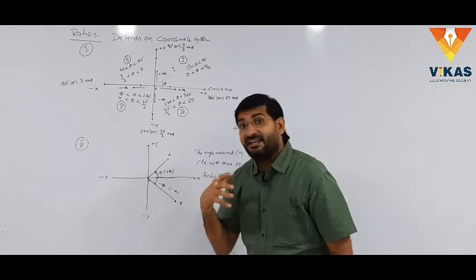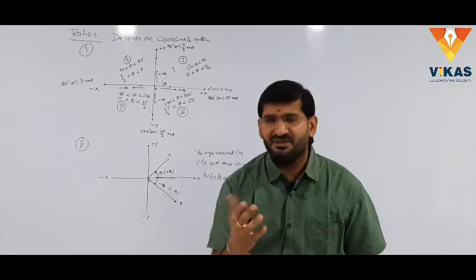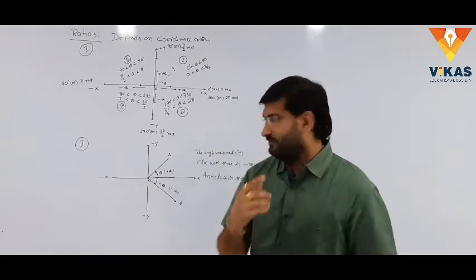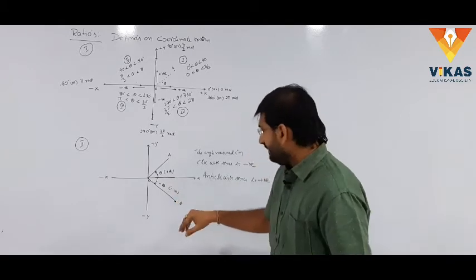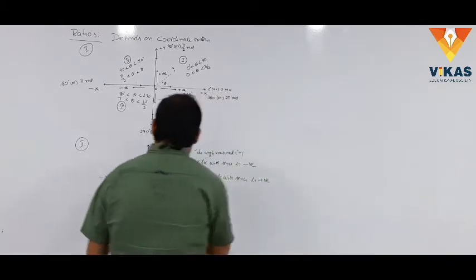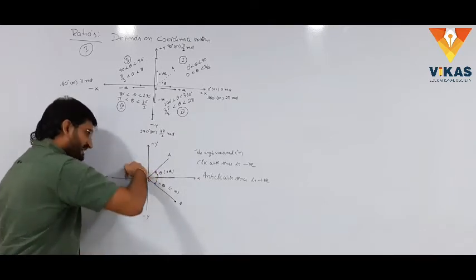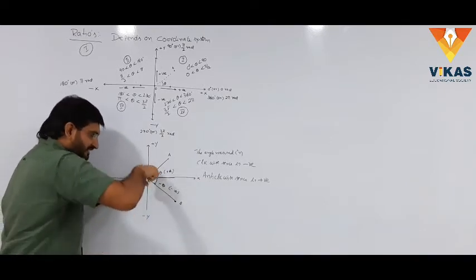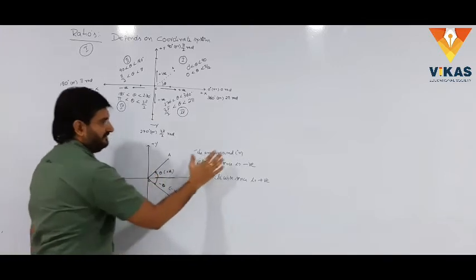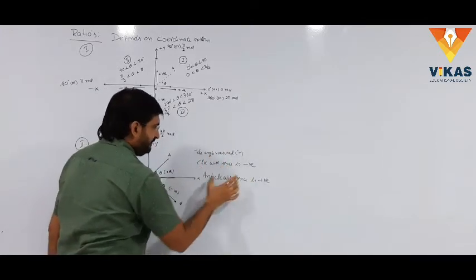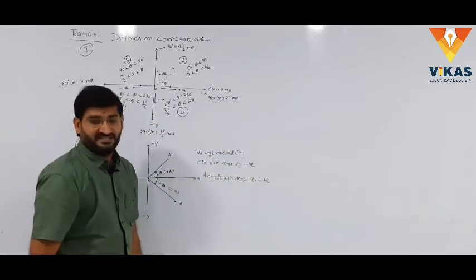That's why the anti-clockwise measured angles are positive, the clockwise measured angles are negative, like this. In the given diagram, we observe clearly that the angle measured in the anti-clockwise sense is positive. The angle measured in the clockwise sense is negative. That's why clockwise is negative and anti-clockwise is positive.